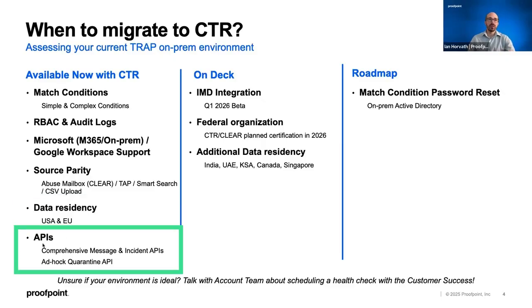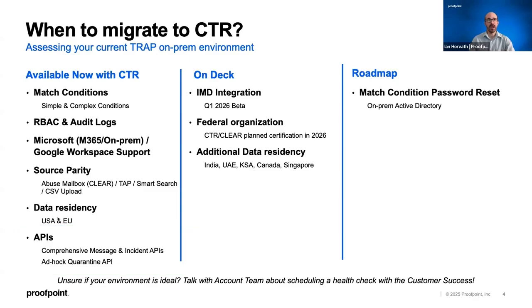And last, CTR has feature parity and even more on the API side. There are message and incident APIs on the CTR side, as well as a new API which allows you to perform ad hoc quarantine. You can send in a message identifier and have that message quarantined out of the environment, even if CTR doesn't know about it today. It doesn't have to already be present in there, which is a huge differentiator for CTR over TRAP on-prem.